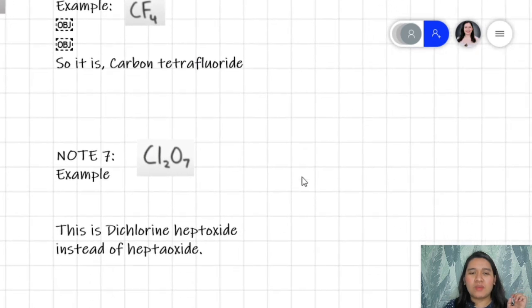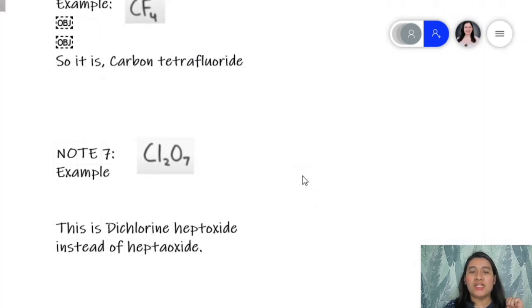Next, number 7. We have Cl2O7. This is dichlorine heptoxide. Again, instead of heptaoxide, we will change it to heptoxide. So that is the end of our discussion.